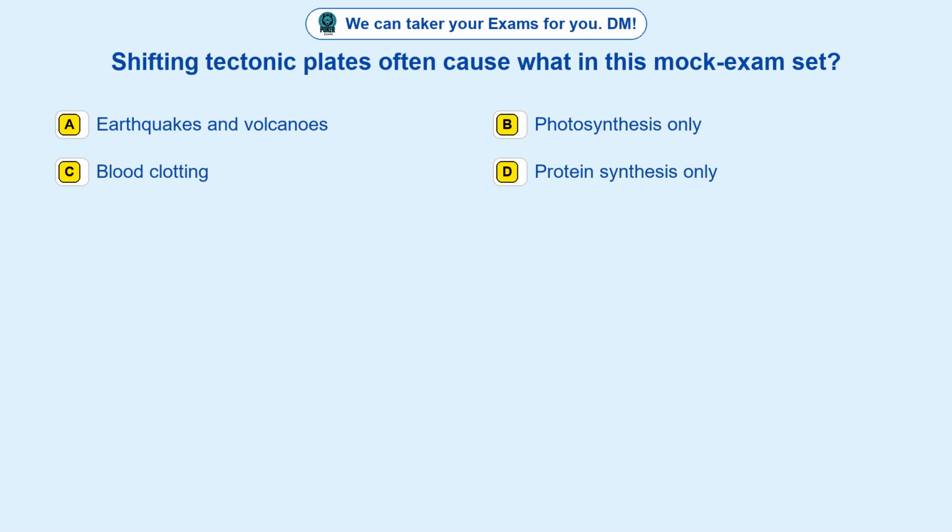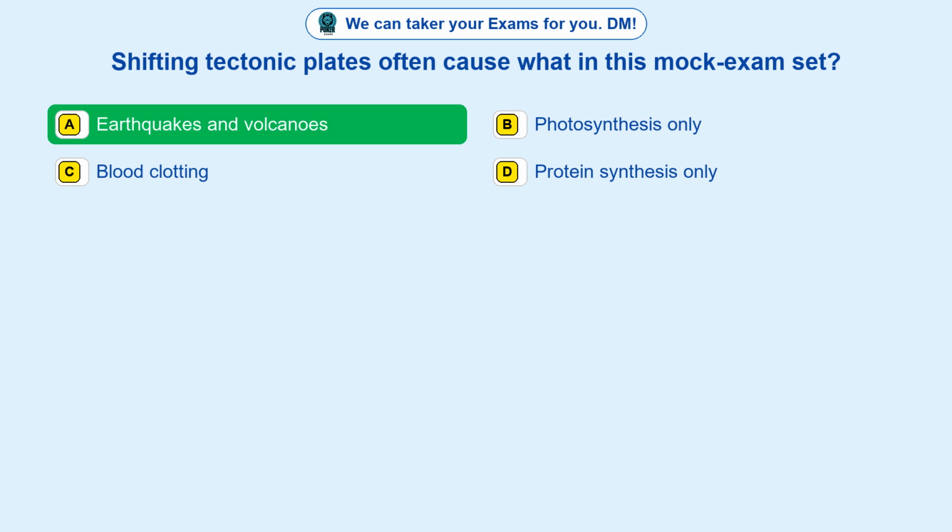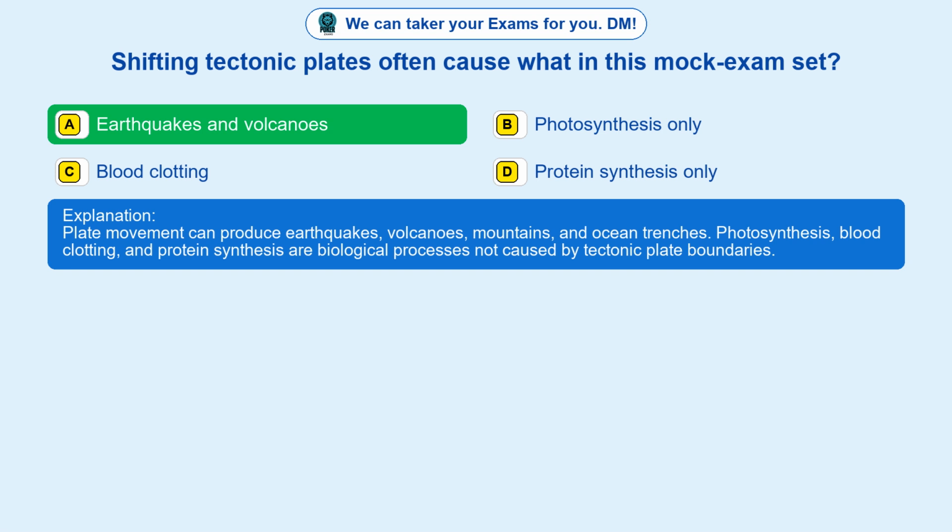Question 83. Shifting tectonic plates often cause what in this mock exam set? Option A, earthquakes and volcanoes. Option B, photosynthesis only. Option C, blood clotting. Option D, protein synthesis only. The correct answer is option A, earthquakes and volcanoes. Plate movement can produce earthquakes, volcanoes, mountains, and ocean trenches. Photosynthesis, blood clotting, and protein synthesis are biological processes not caused by tectonic plate boundaries.